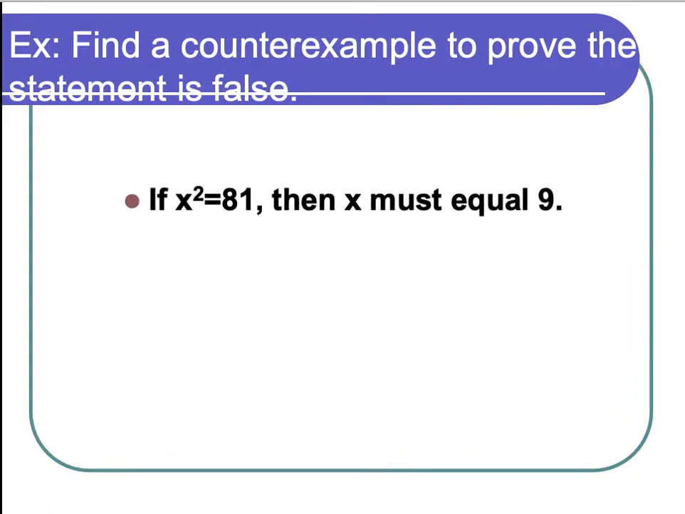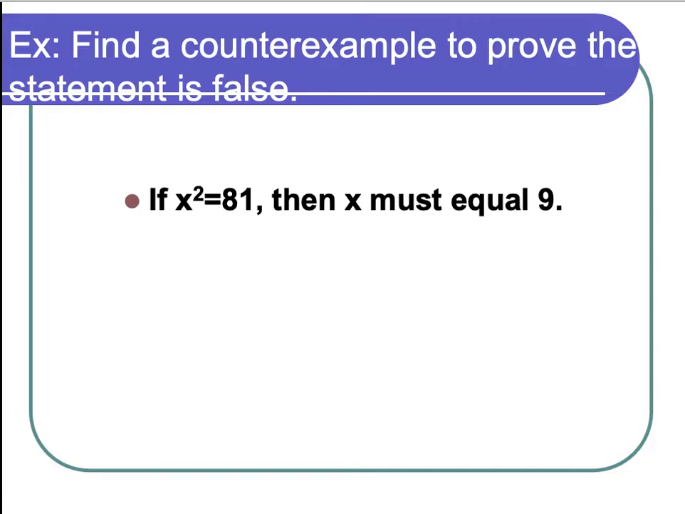So find the counterexample to prove the statement is false. Let us say, if x squared is 81, then x must equal 9. The hypothesis is x squared equals 81, then x must equal 9. Let us say 9 squared is 81, right? So this is correct. However, I can give a counterexample in order to say that this statement is false.